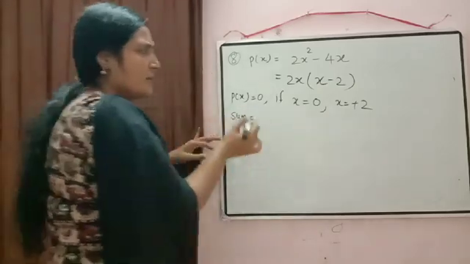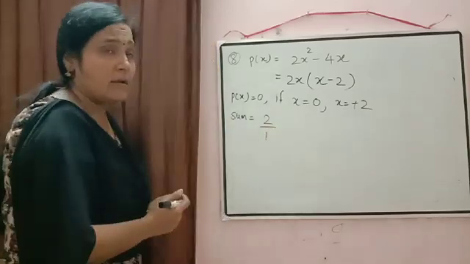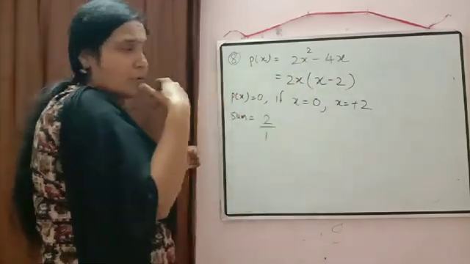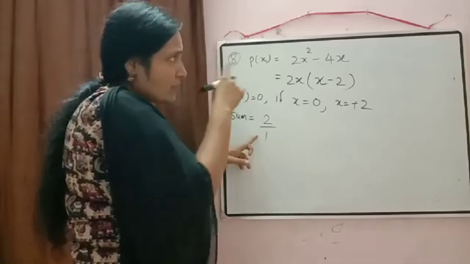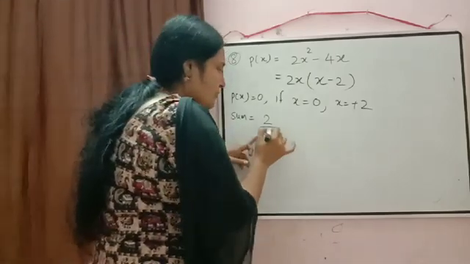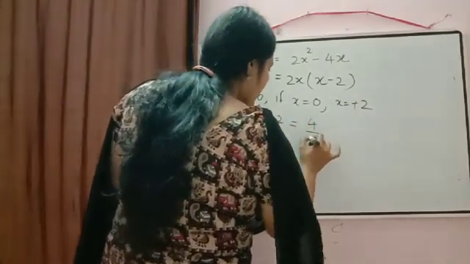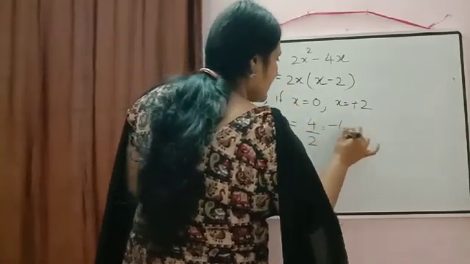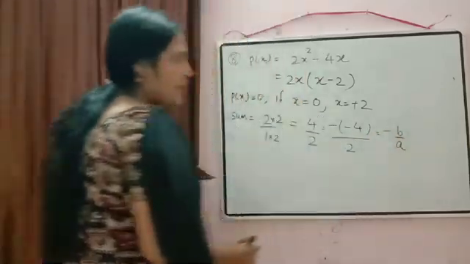Sum of the zeros. Add the two zeros, what will you get? 2. 2 can be written as 2 by 1. But check, our value of a is 2 and value of b is minus 4. So we know the formula is b by a. So here we want the number 2. So how will we get 2? Yes, we will multiply both numerator and denominator by 2. Then what will come? 4 by 2. But the value of b is negative, so 4 can be written as minus of minus 4 by 2. So again we will get here minus b by a.